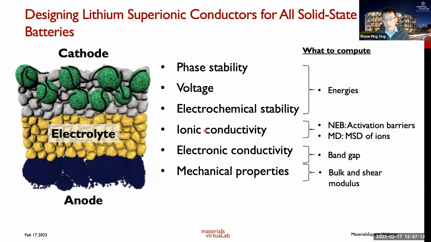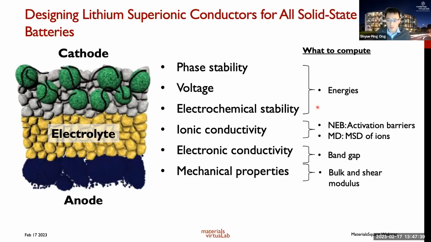And of course, you need something that conducts lithium very quickly, right? And what you notice is that all these properties you can actually predict from computations, right? So you can do DFT calculations of the energies. You can run NEB calculations on the activation barriers. You can run MD to get the mean square displacements of ions and predict the ionic conductivity. You can also get a band gap and bulk and shear modulus, right?